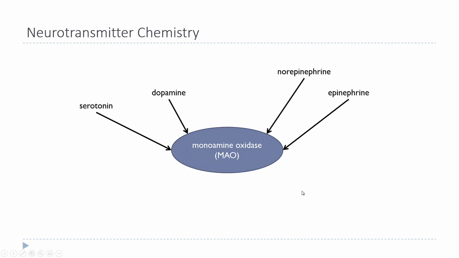One more enzyme that's worth mentioning. So again, all of these are removed from the synapse by transporters, but once they're in the synapse, two things can happen. Either they can get repackaged into vesicles, or they can get broken down. And actually, all of these are broken down by the same enzyme called monoamine oxidase. And again, just like with acetylcholine, even though this happens inside the cell instead of outside, this is another way you can manipulate these neurotransmitters.